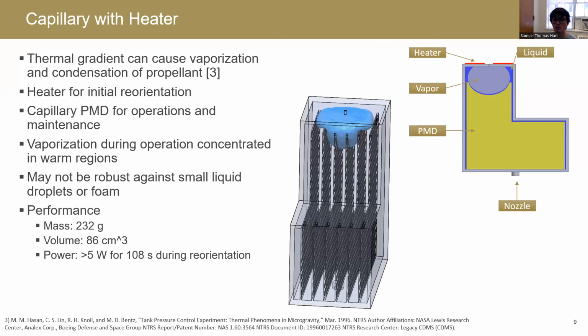Also, there is the potential for foaming. So as the propellant begins to vaporize while we're firing, we might see a foam generate, and for the same reasons as the droplet, we might extract a little bit of that foam. So that's not ideal. However, this system very likely could work and probably most of the time would work. As for the performance of the system, the capillary PMD takes up 232 grams, 86 cc's. It's going to use at least 5 watts for 108 seconds, and that's to create that initial bubble. And the analysis for this is shown in the paper. All right, so with that said, I just want you to keep those numbers roughly in mind, about 200 grams, about 90 cc's, and a fair bit of power.